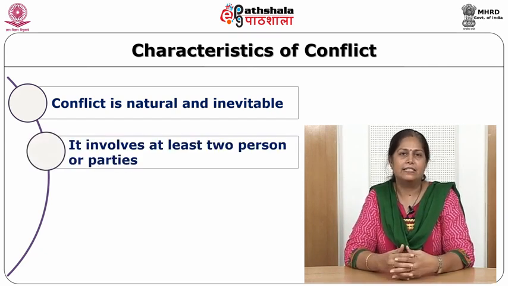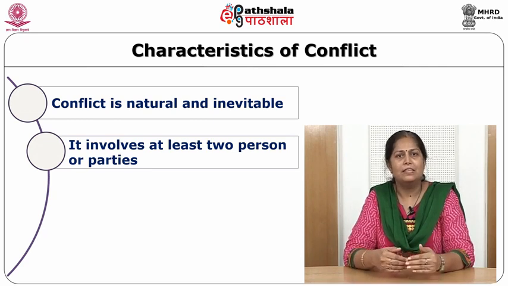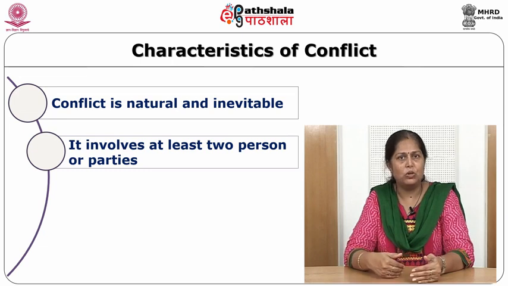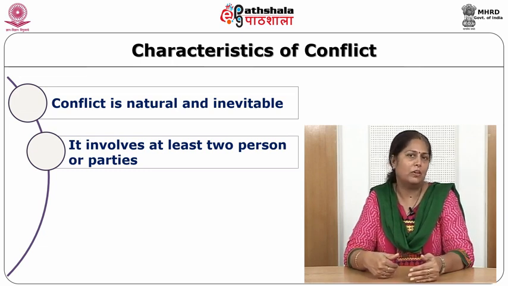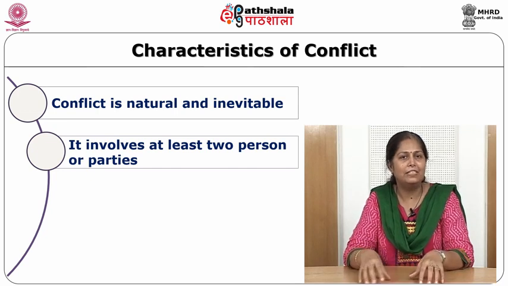The second characteristic we can say is that conflict is always between two or more people or a group. Unless and until there are two or more people or a group, there cannot be a chance of conflict. So conflict always happens within a group or between two or more people.